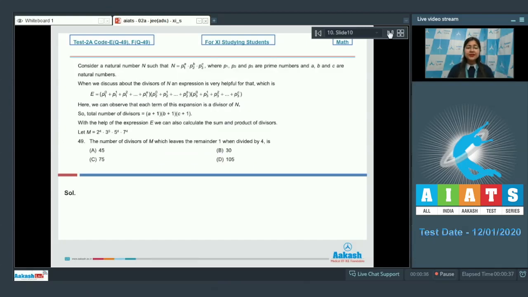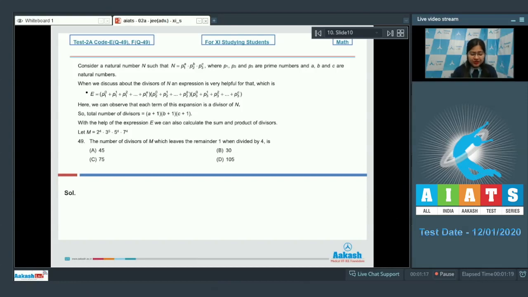Next paragraph says that consider a natural number n such that n is equal to p1 raised to the power a, p2 raised to the power b, p3 raised to the power c, where p1, p2, p3 are prime numbers and a, b, c are natural numbers. When we discuss the divisors of n, we have this expression that is given by E. Here we observe that each term of this expansion is a divisor of n. So total number of divisors are (a plus 1)(b plus 1)(c plus 1). With the help of this expression, we can also calculate the sum and product of divisors. Right? We have already studied this.